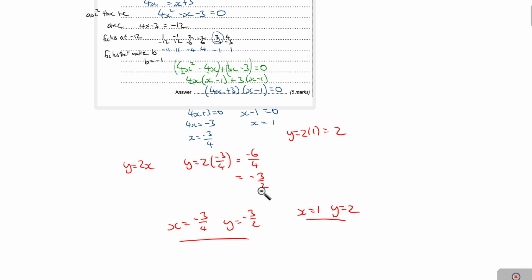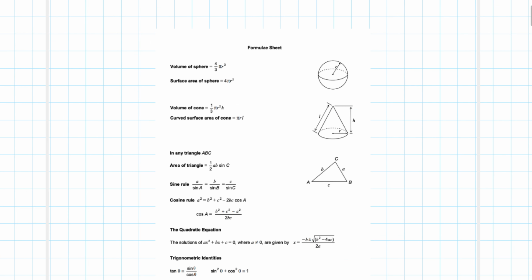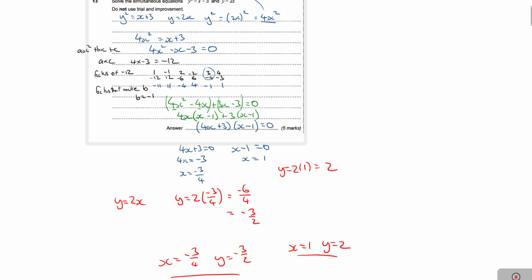We could also use the quadratic formula as well, which would be the other, potentially quicker method, depending on if you remember it and you can use it. You are actually given the quadratic formula in the exam, but again you need to take care that you use the calculator correctly here.